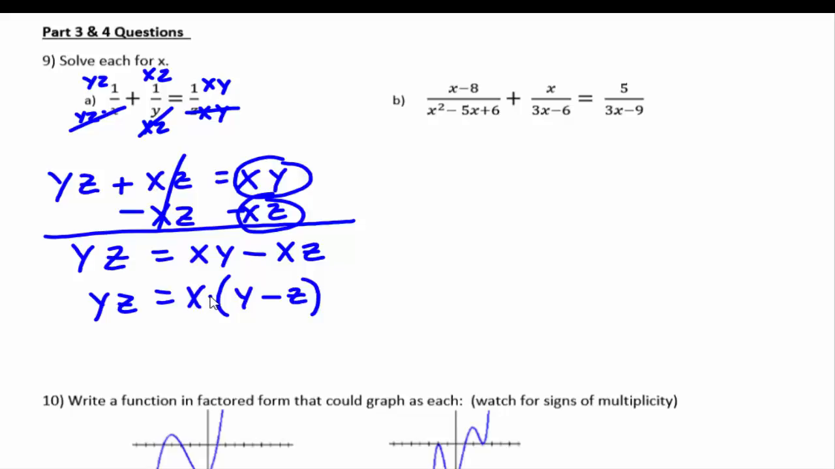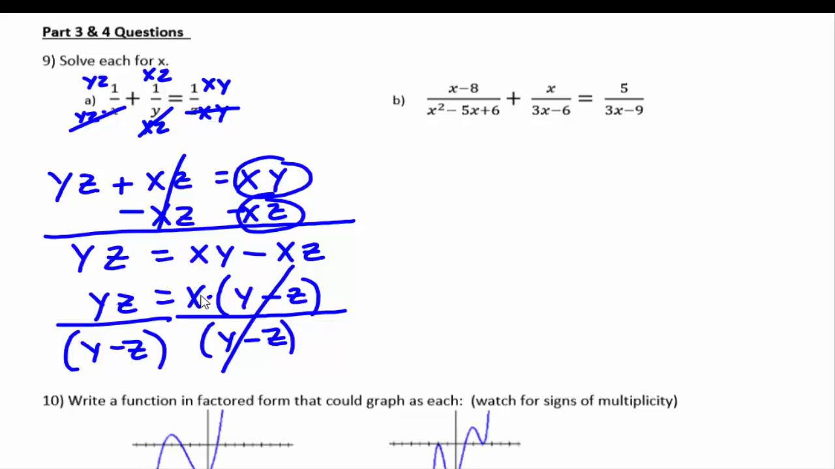This is x times, right? X times y minus z. So since it's multiplication, I'm going to divide by y minus z. Whatever you do to the one side, you do it to the other. And that is your answer. This cancels out, leaves me with x equals yz over y minus z. So x equals yz over y minus z.